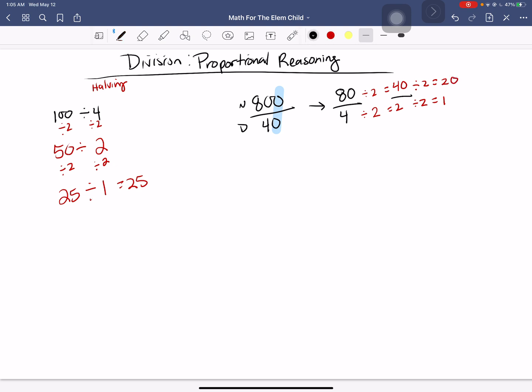So the problem is 20 over 1, and 20 divided by 1 equals 20. So our initial problem, 800 divided by 40 equals 20. Yay!